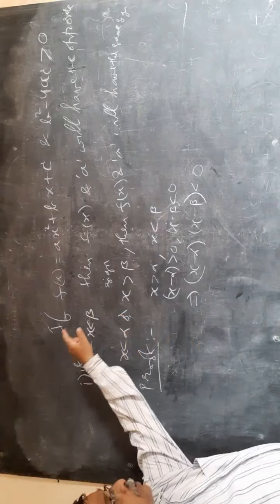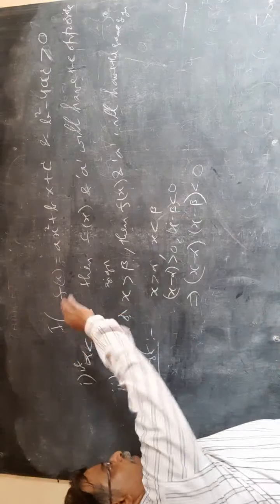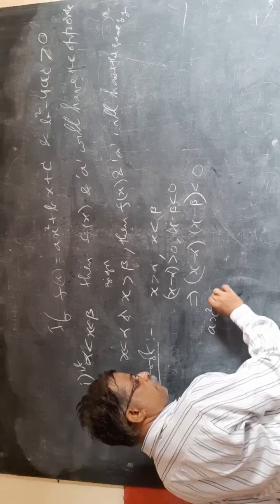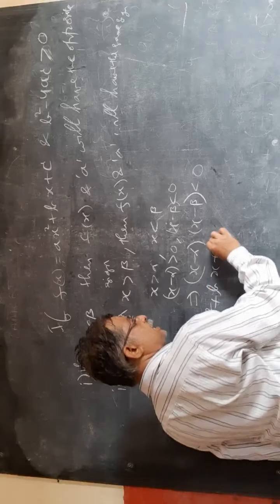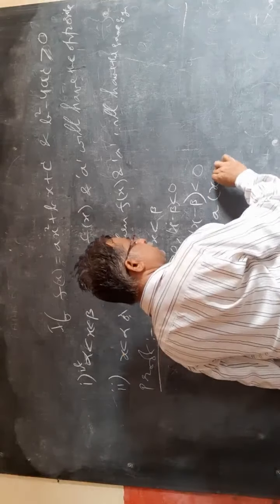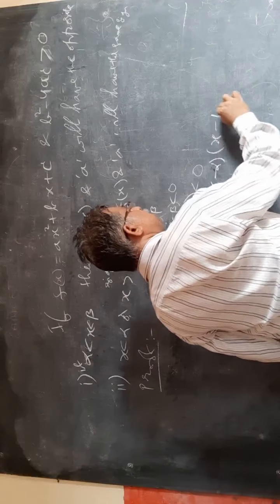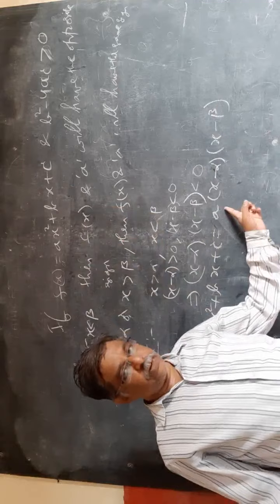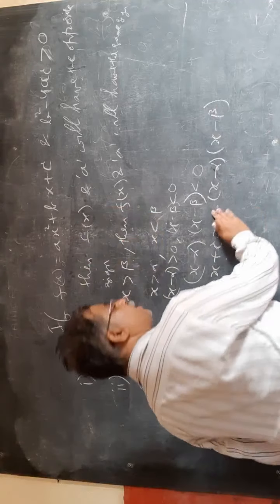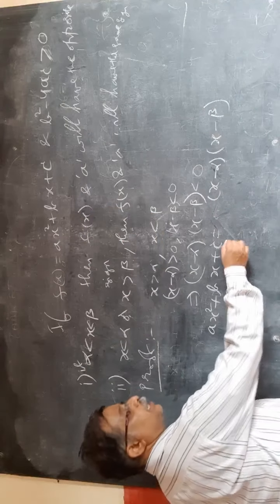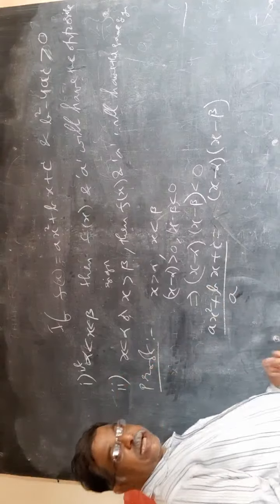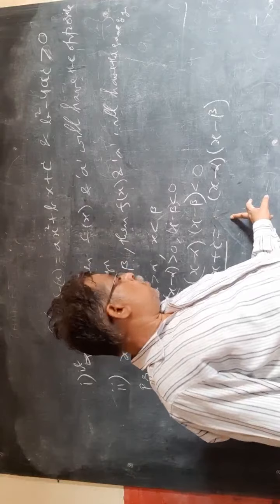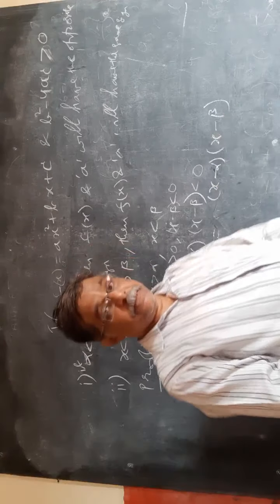Where alpha, beta are the roots of the equation. If alpha, beta are the roots of this equation, then ax square plus bx plus c I can write as a into x minus alpha into x minus beta, because here a is the coefficient of x square, that's why I am writing a here. If I divide by a, this a comes to this side, so ax square plus bx plus c by a is equal to x minus alpha and x minus beta.